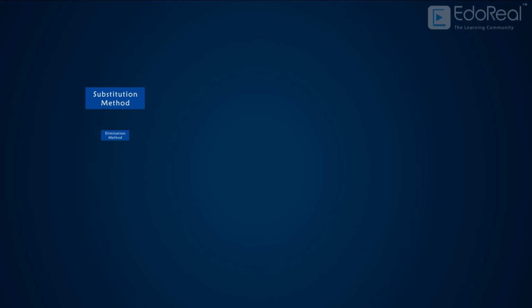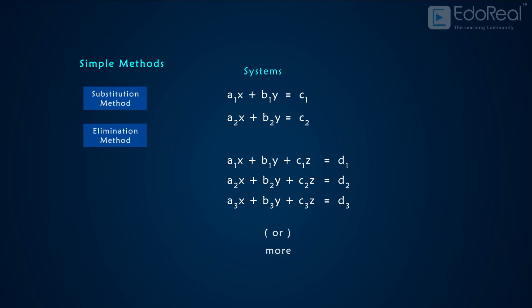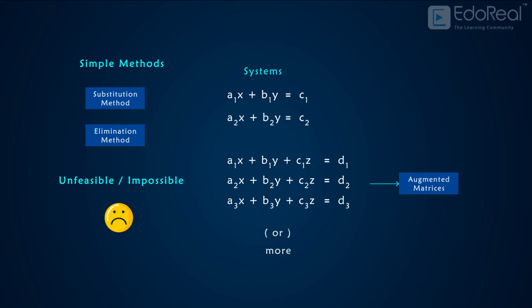The substitution and elimination methods are simple methods that can effectively solve most systems of two equations in a few steps. If we want to solve systems of 3 or more equations, these methods become unfeasible or impossible. So, for solving complicated systems, we use augmented matrices. Let us see how we can find the augmented matrices.